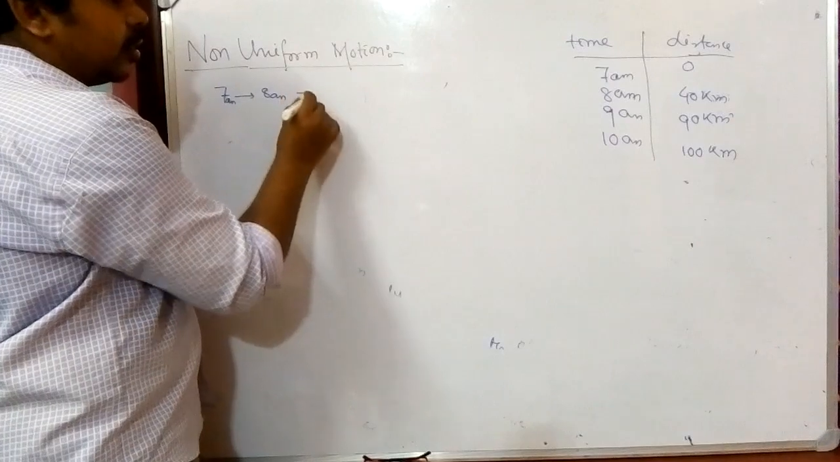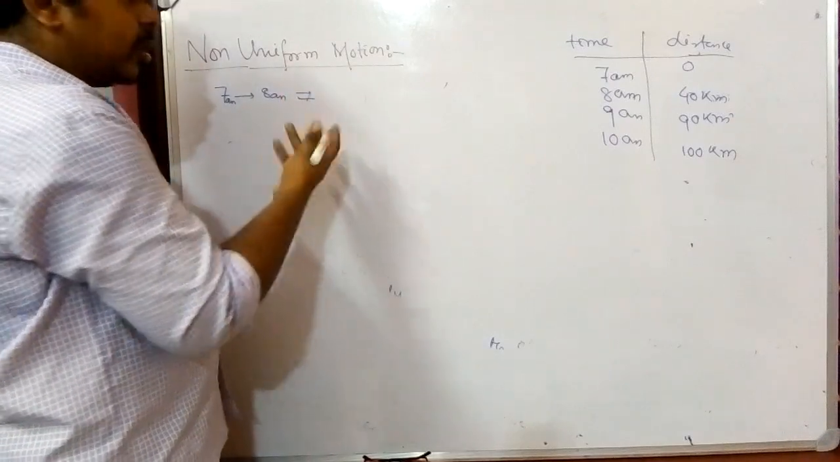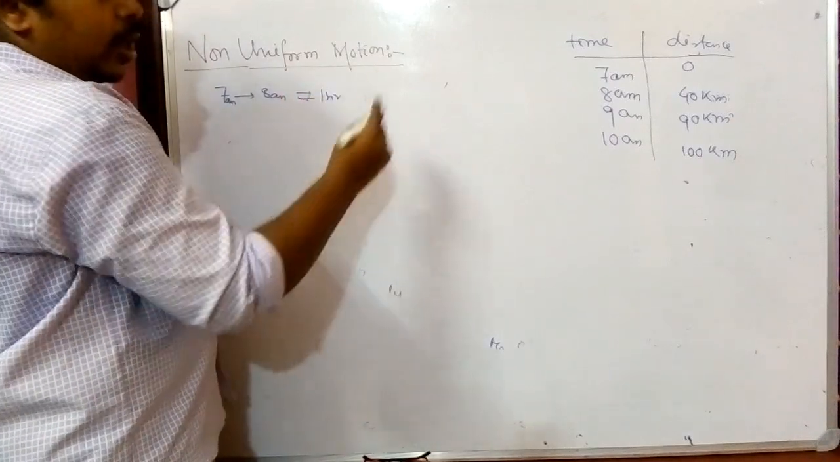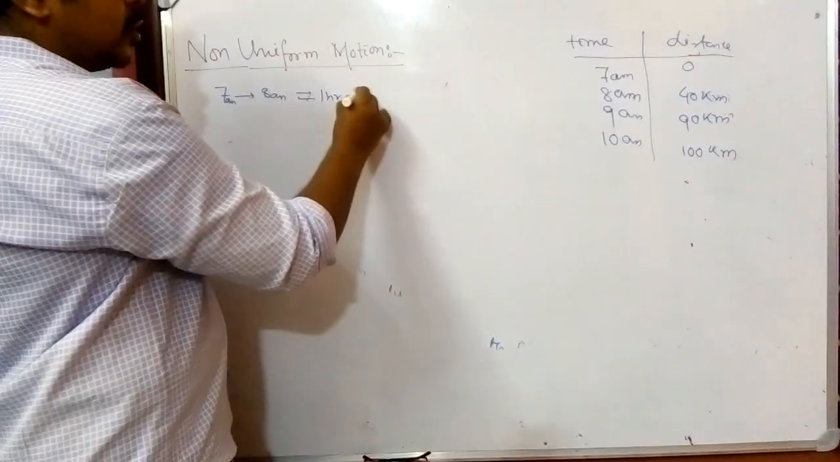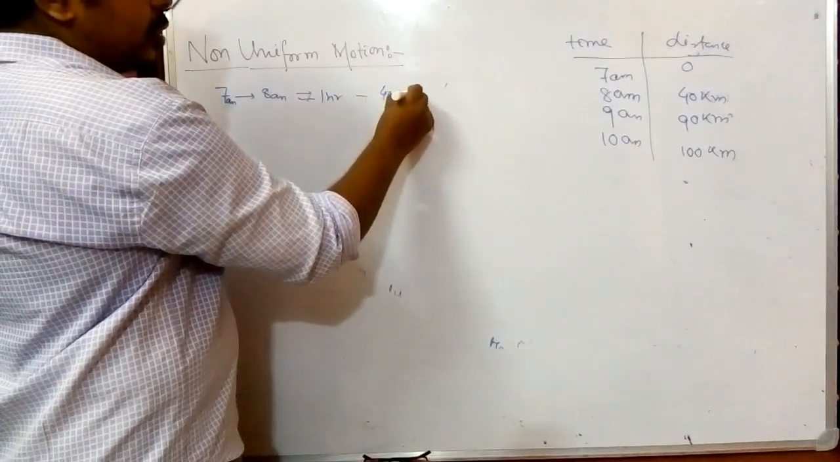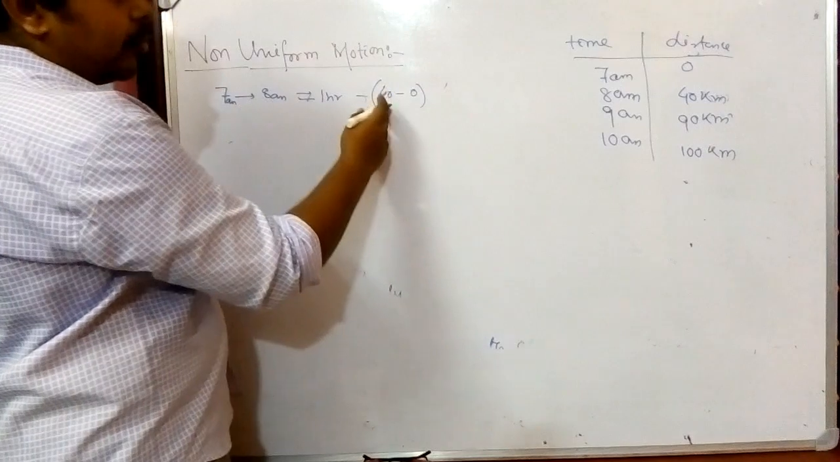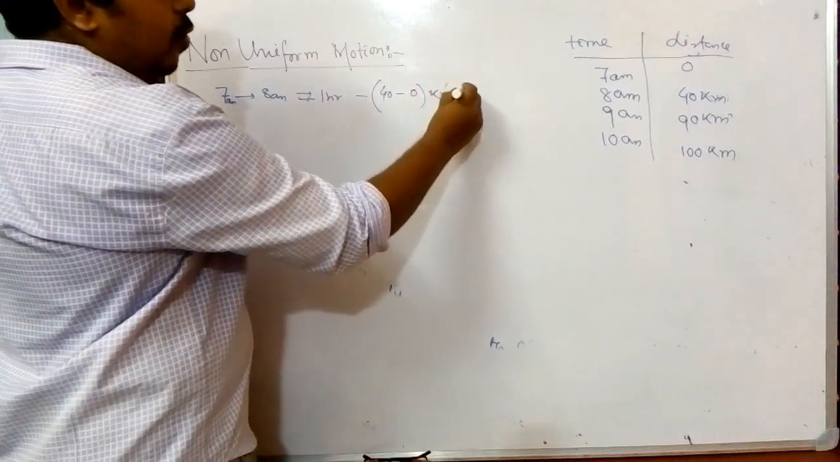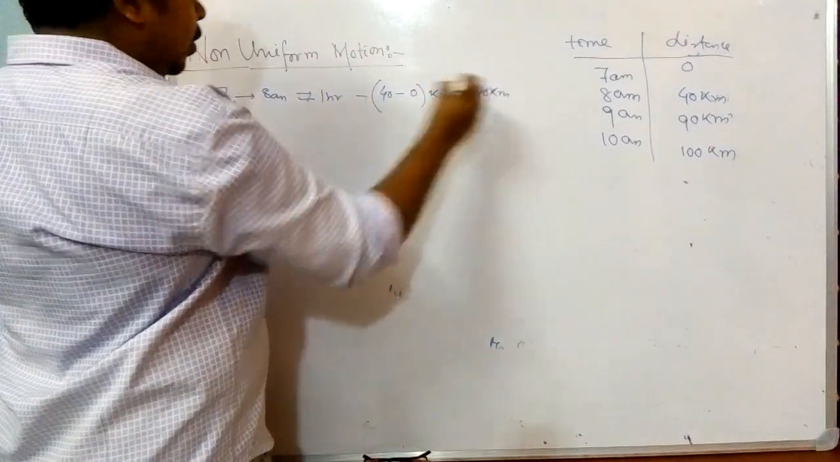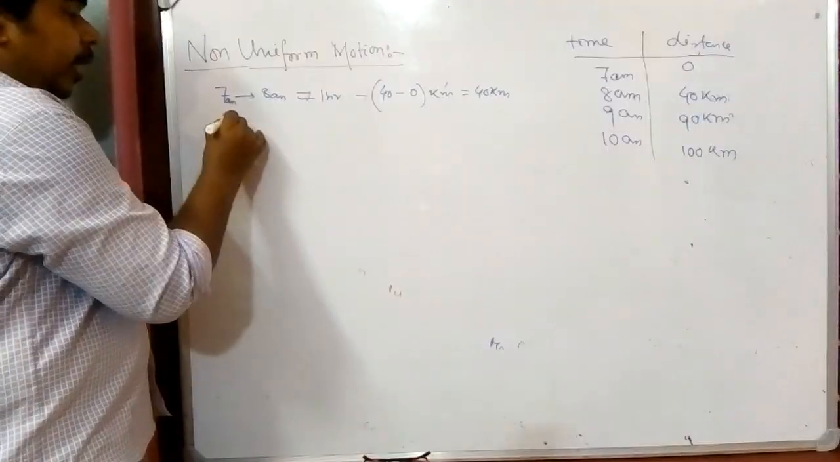You will say, sir, is it a question? It's a very common thing. Everybody knows it's 1 hour. Achha, in 1 hour, how much distance does it cover? You will say, sir, when it starts, it is 0. And at 8 a.m., 40. So it is 40 kilometers, sir. Very easy.